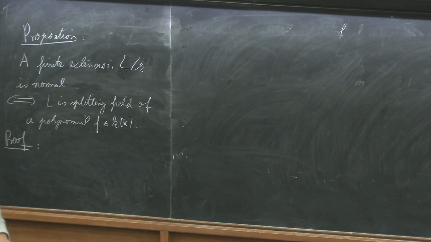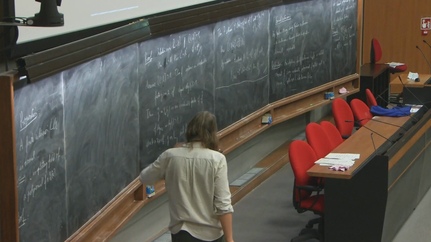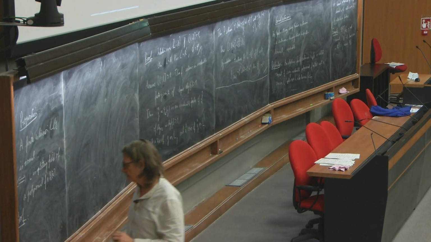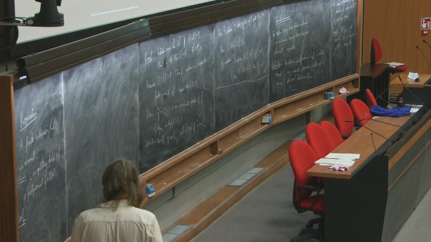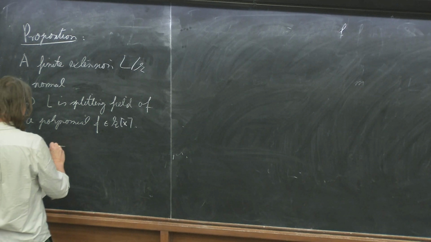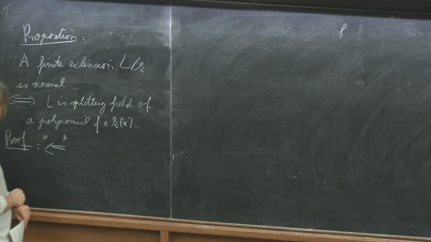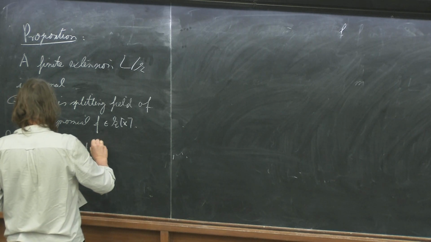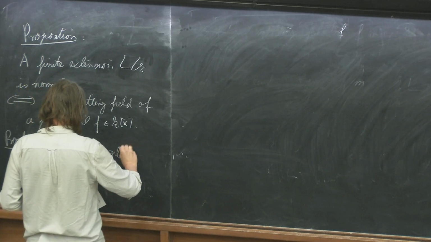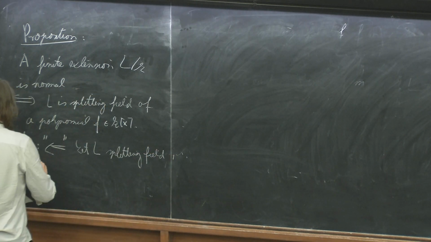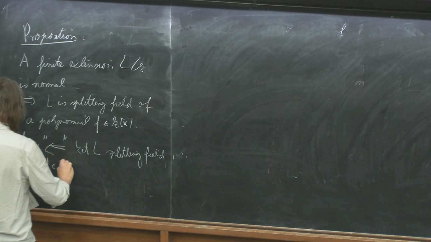And for the proof, we will use this theorem I just wiped out about extension of field isomorphisms to splitting fields in a somewhat slightly surprising way. So we do this direction, which is the non-trivial direction. The other direction is easy, but this is where we have to think. So let L be a splitting field of a polynomial f in K[x].